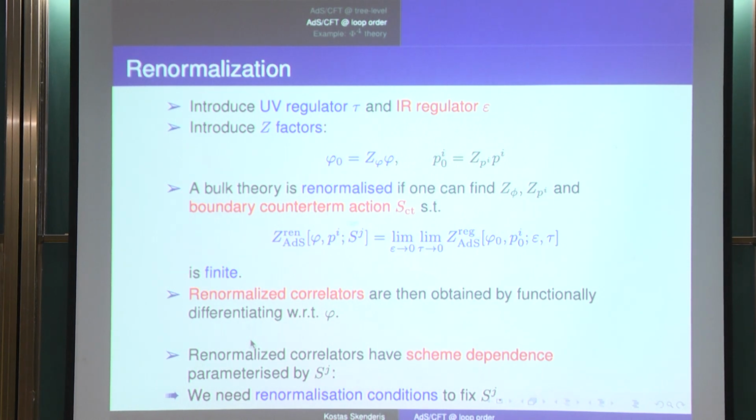So S_j here stands for the scheme dependence that you find when you adjust the Z's to remove the infinities, and you will see it explicitly in the example. There is a scheme dependence. Every subtraction that you do has a finite dependence. So the left-hand side would depend on the renormalized sources, but would also depend on the S_j, these scheme-dependent functions. Then, in order to fully fix our theory, we need to supply normalization conditions to fix these S_j. So this is the general prescription.